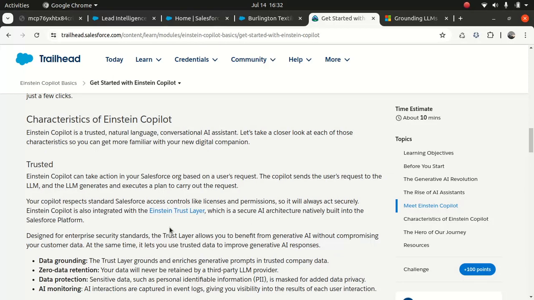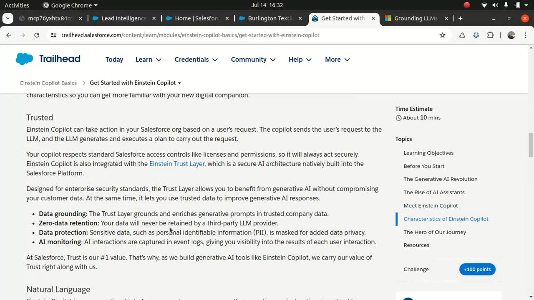Your Copilot is integrated with the Einstein Trust Layer, which, according to Salesforce, is a secure AI architecture built into the Salesforce platform. The trust layer allows you to do a few things. One is data grounding, which is telling your language model to perform a certain use case which is not exposed to it.